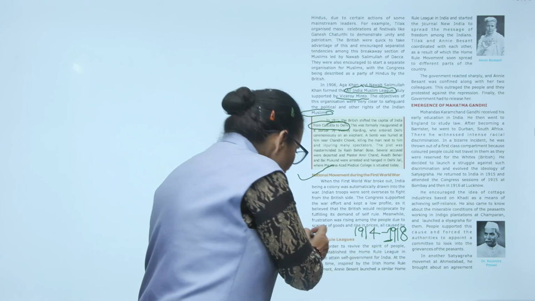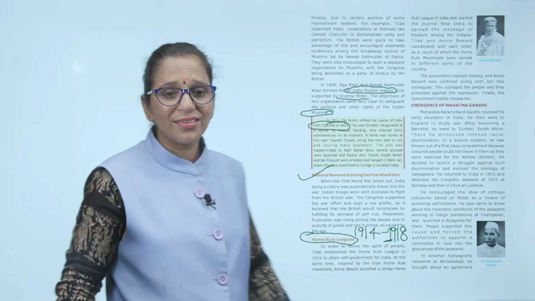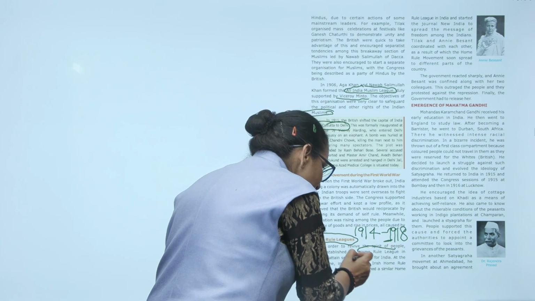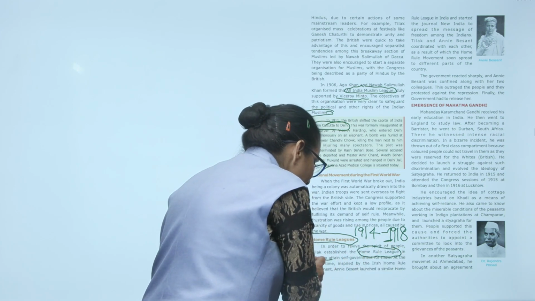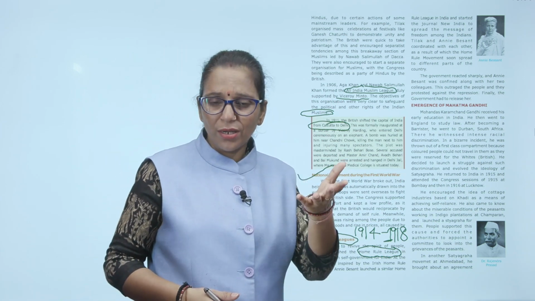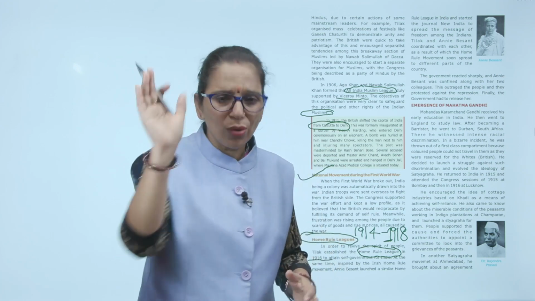Now what happened? The Home Rule League was there. In order to revive the spirit of the people, Tilak established the Home Rule League. Bal Gangadhar Tilak established this in 1916 to attain self-government for India. He had a clear vision that now India would rule by themselves. We do not need any ruler.